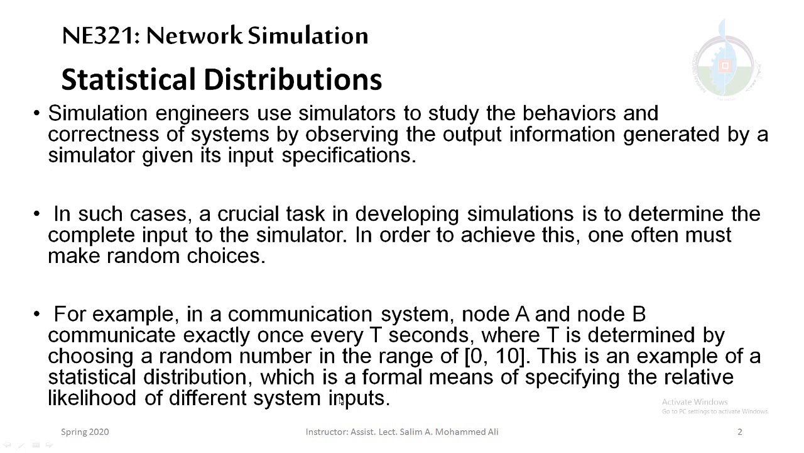This is an example of a statistical distribution, which is a formal means of specifying the relative likelihood of different system inputs. I mean by this that the t seconds is not determined, or is indefinite, but to put the value of t in a computer simulator or in a network simulator program, we have to use a statistical distribution, which is based on mathematical models.